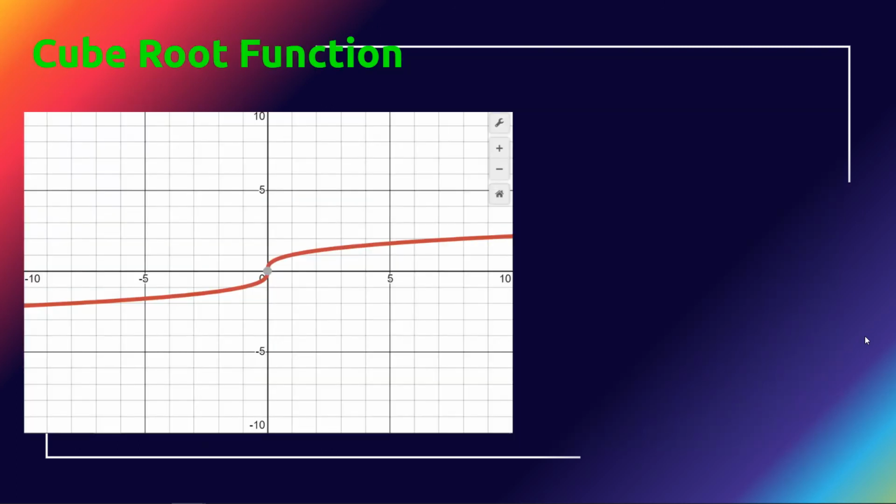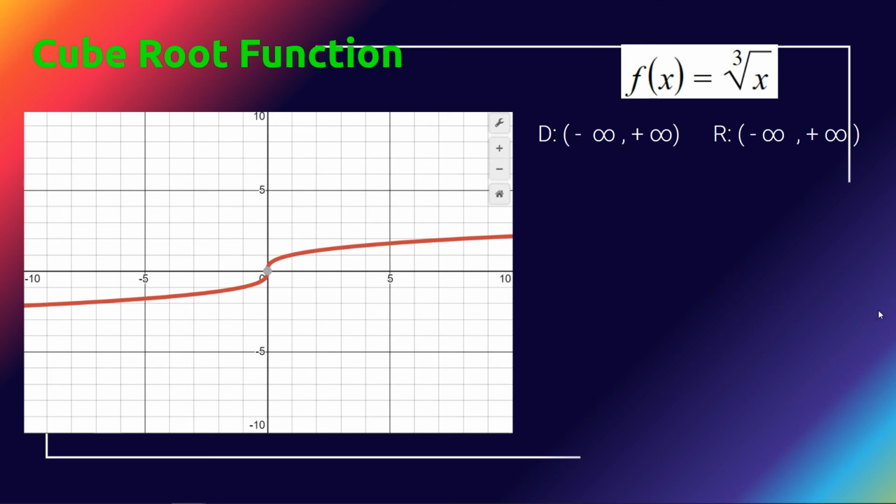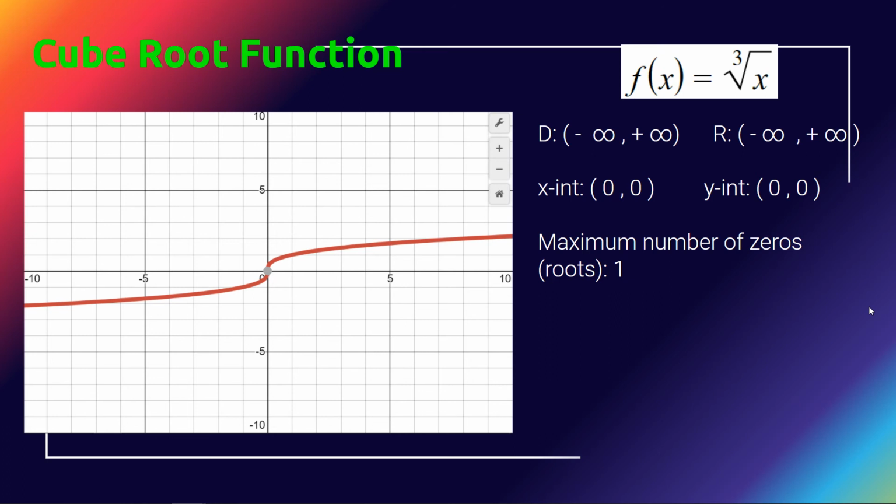So the cube root is basically the cubic function turned on its side, and it is the cube root of x, or x to the 1/3. It has the same domain and range as its partner, the cubic. It also has the same inflection point of the origin at x is 0, y is 0, and that's your x-intercept and y-intercept. Maximum number of places it will pass through the x-axis is 1.